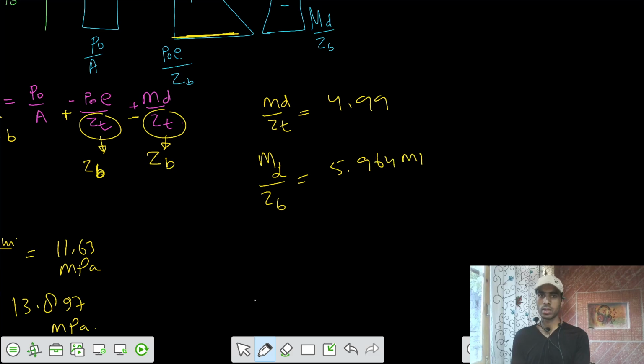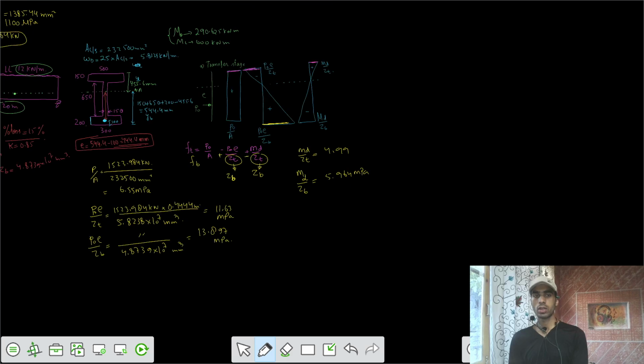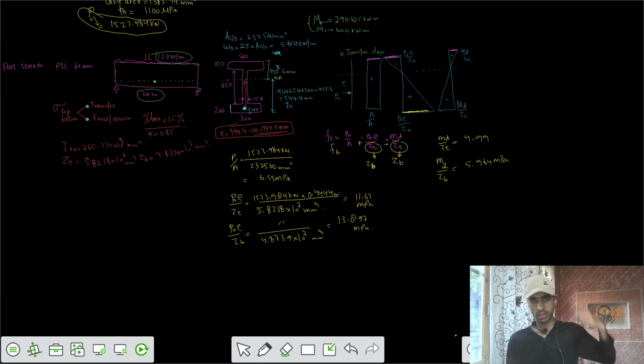You have to substitute these values here in the equations to get the final stresses, the resultant stress. So your dead load has been calculated earlier. It was given to you. Live load is also given to you, the dead moment and live load moment.